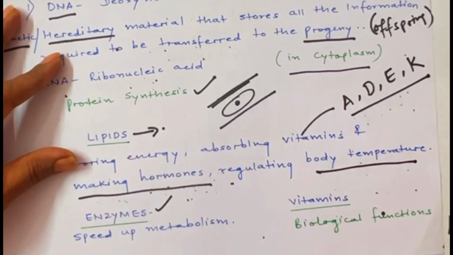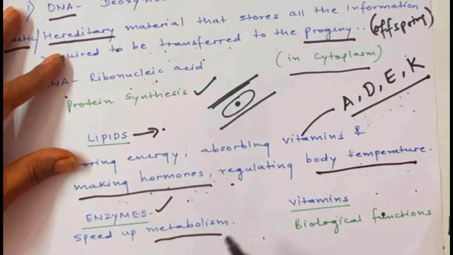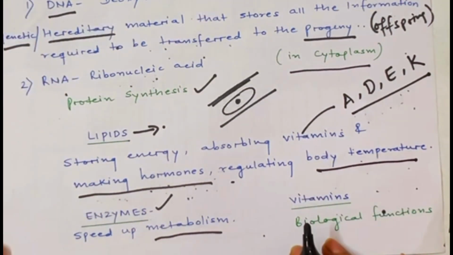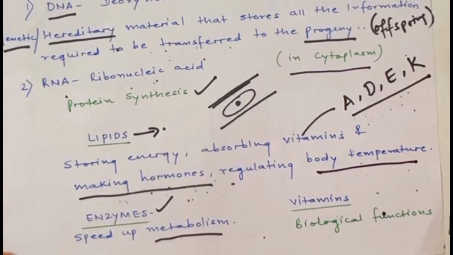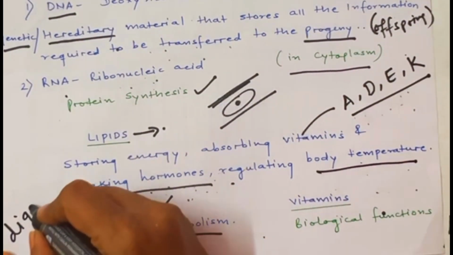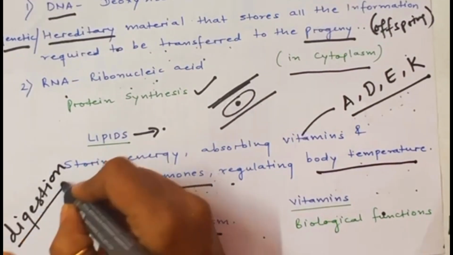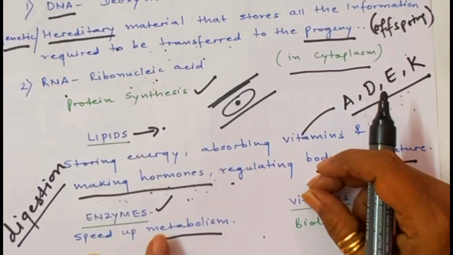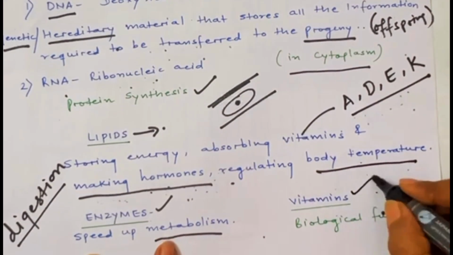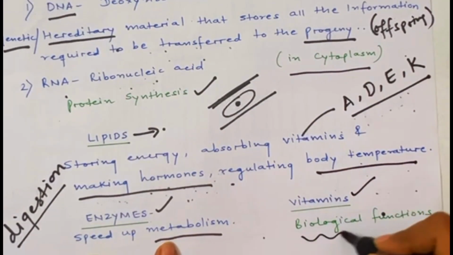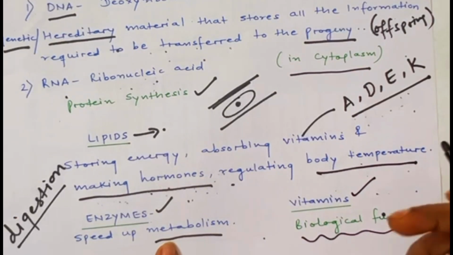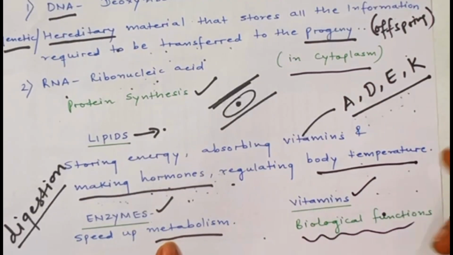Enzymes are the biomolecules which are used for speeding up metabolism inside our body, that means accelerating the rate of certain biochemical reactions. For example, in digestion, it would take years for the food to get digested in the absence of enzymes, but in the presence of enzymes, the food gets digested very quickly. Vitamins are the last biomolecules, whose biological functions we will study later in great detail. So children, these were the important functions of biomolecules.